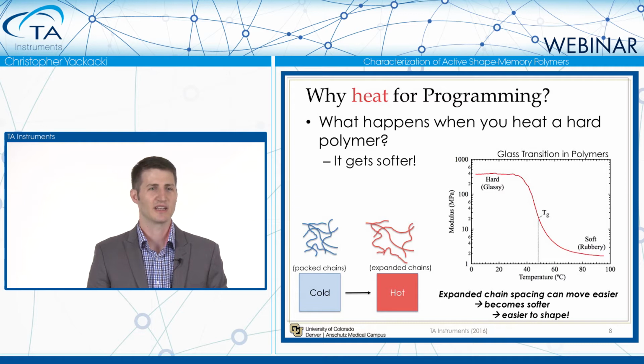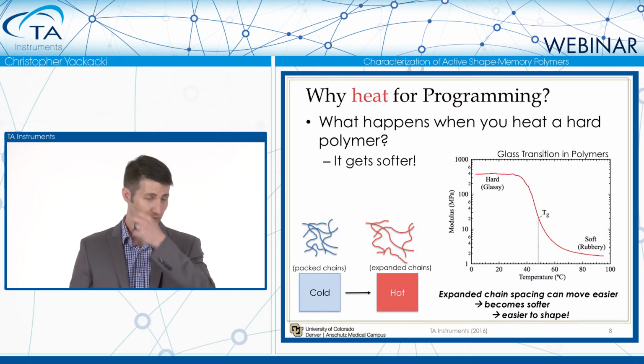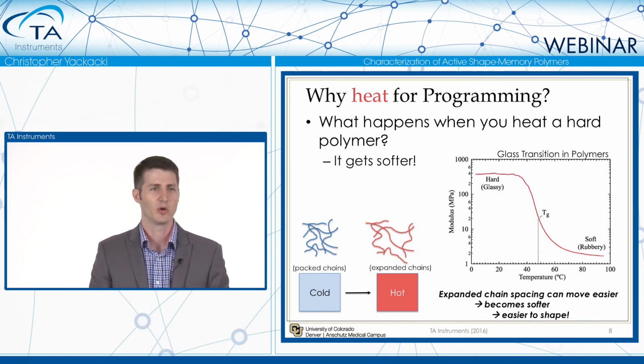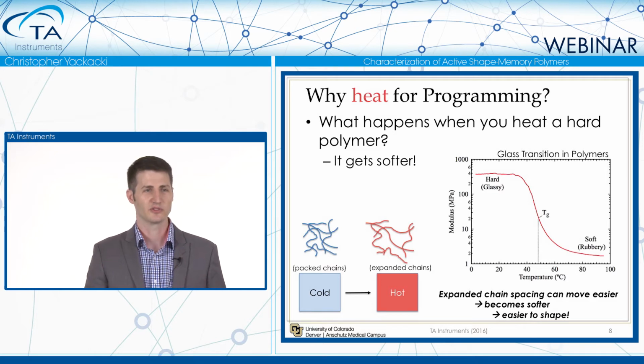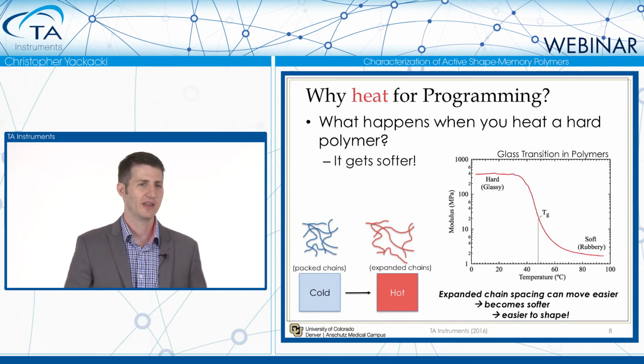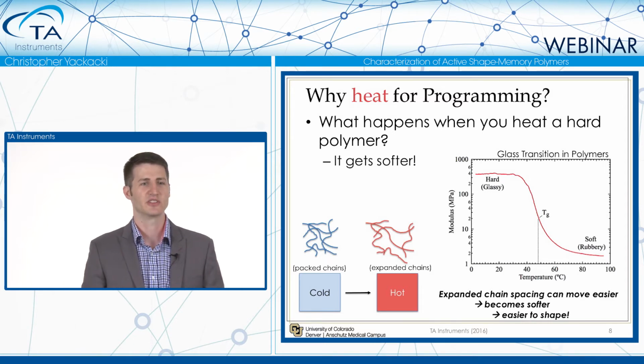And so if you just looked at a glass transition curve of a polymer, and I'll talk a little bit more about this later, at low temperatures, or below its transition, you could say it's hard and glassy. And then as you heat it above a transition, in this case a glass transition, it gets softer or more rubbery. And so it gets a lot easier to shape.